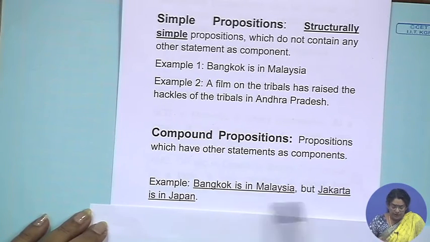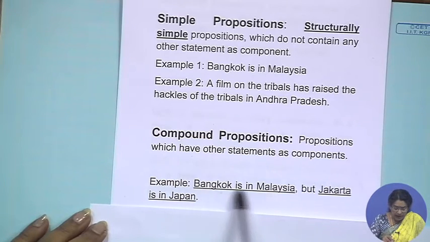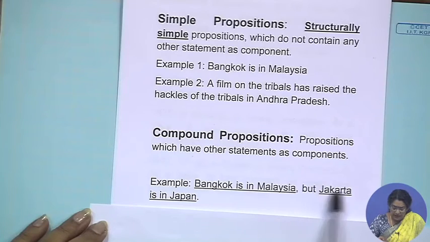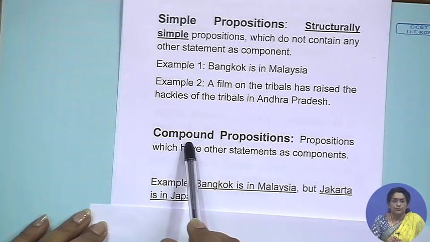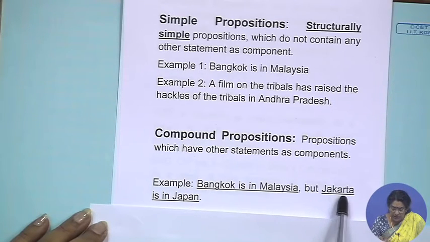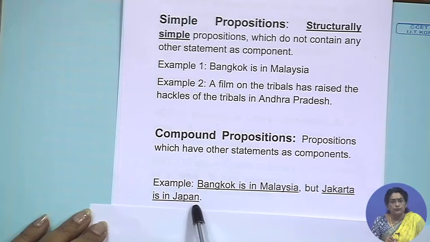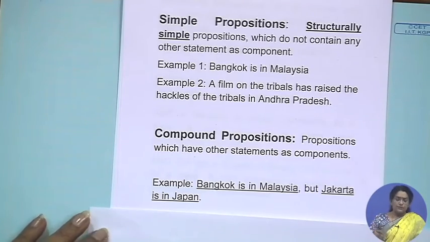Bangkok is in Malaysia, but Jakarta is in Japan. Here is a statement, here is another statement. So, this whole statement contains two statements, which is what makes it a compound proposition. There are two simple propositions here, and they are the components of this compound proposition. So, this is what I was saying.